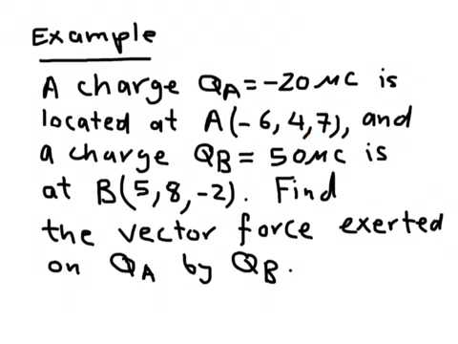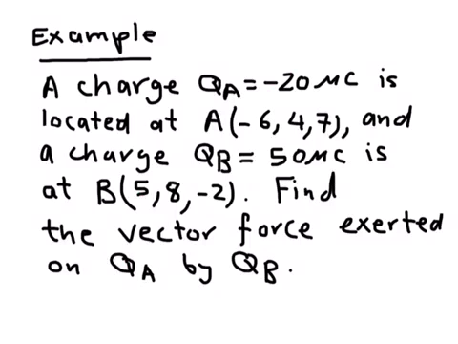And we have a second charge, QB. It has a value of 50 microcoulomb, so 50 times 10 to the minus 6 coulomb, located at the point (5, 8, -2). We would like to find the vector force exerted on QA by QB. So we would like to know the force affecting QA as a result of the presence of QB. Notice this means that QA here plays the role of Q2 in the expression I have shown you earlier.